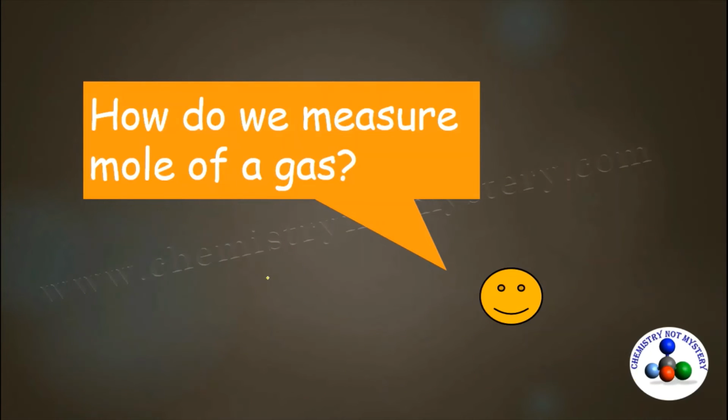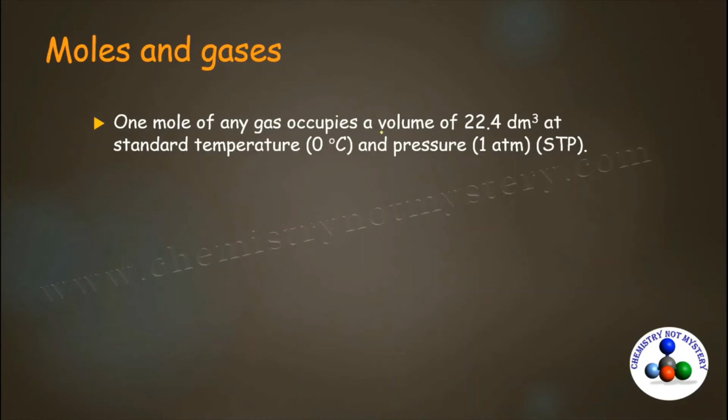But is there any difference in case of gases? How do we measure moles of a gas? 1 mole of any gas occupies a volume of 22.4 dm³ at standard temperature and pressure condition, or you can say STP. Standard temperature is 0 degrees centigrade and standard pressure is 1 atmosphere pressure.